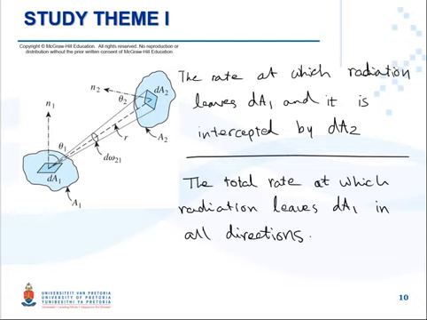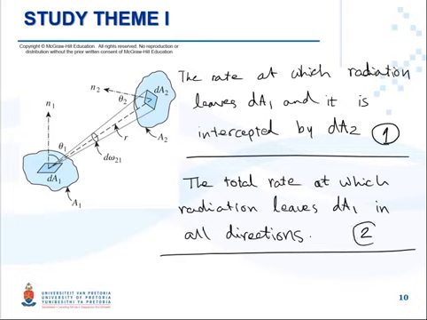Okay, so if we give enough attention to the definition of view factor, we defined the view factor as the fraction of radiation leaving surface i that strikes surface j. So in order to find the view factor, we need to find these two rates. First, the rate at which radiation leaves dA1 and is intercepted by dA2, and the second one, the total rate at which radiation leaves dA1 in all directions. So I just call this one rate 1 and rate 2. Okay, so let's start with rate 1.